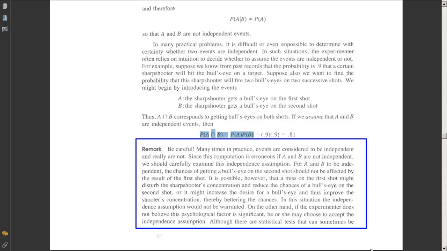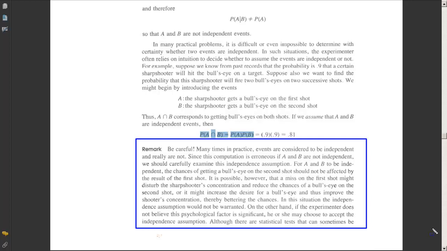It is possible, however, that a miss on the first shot might disturb the sharpshooter's concentration and reduce the chances of a bullseye on the second shot. Or it might increase the desire for a bullseye and thus improve the shooter's concentration, thereby bettering the chances. In this situation, the independence assumption would not be warranted. On the other hand, if the experimenter does not believe that this psychological factor is significant, he or she may choose to accept the independence assumption.